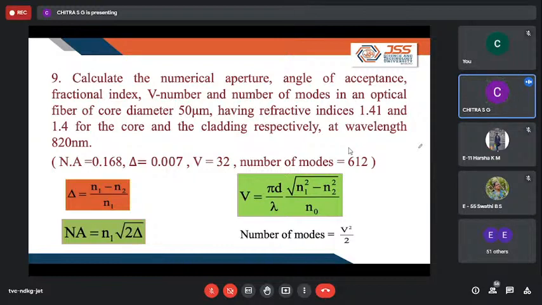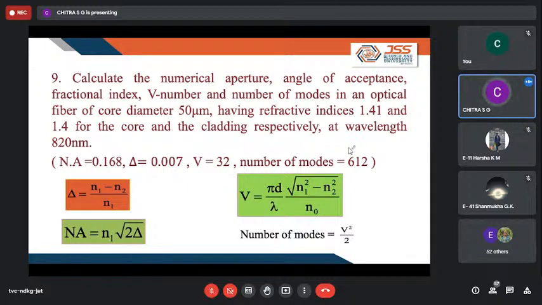of core diameter 50 micrometer, having refractive indices 1.41 and 1.4 for the core and the cladding respectively, at wavelength 820 nanometer.